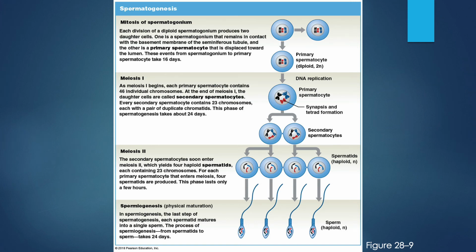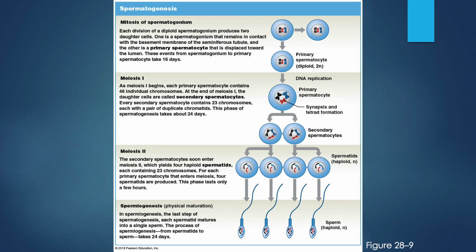Figure 28.9 reviews for you the process of spermatogenesis. First, it starts with mitosis, in which case each division of a diploid spermatogonium will produce two daughter cells. One becomes a spermatogonium that stays in contact with the wall of the seminiferous tubule, and the second one is a primary spermatocyte, and it gets displaced and pushed towards the lumen. So this takes about 16 days or so to occur.